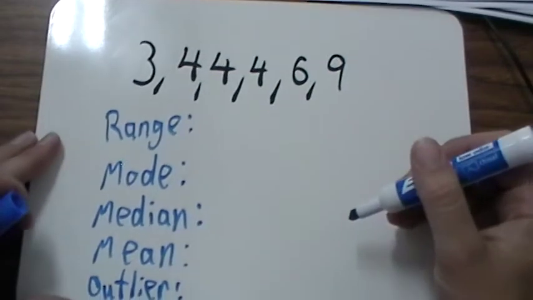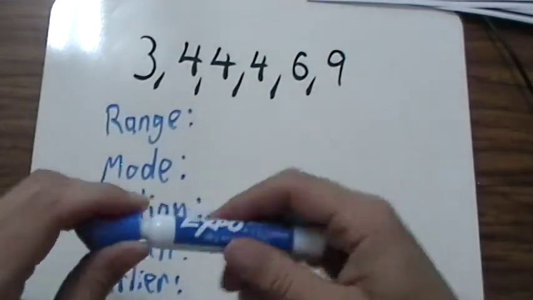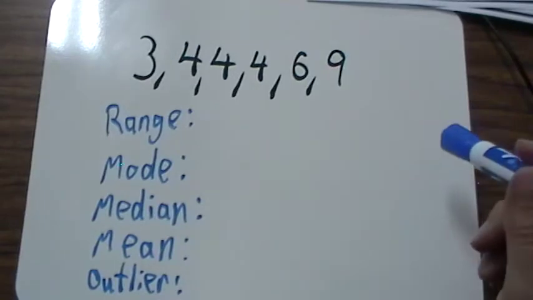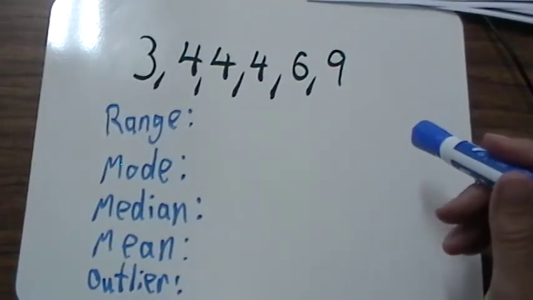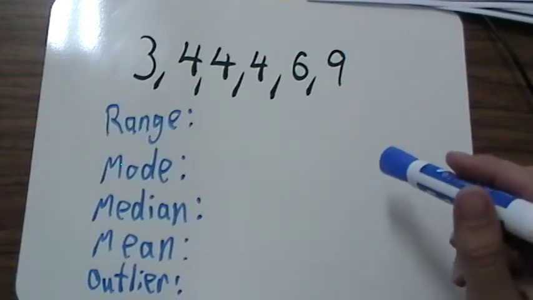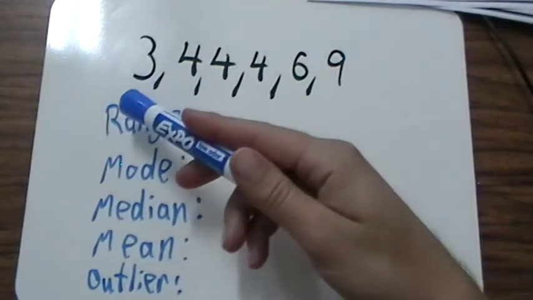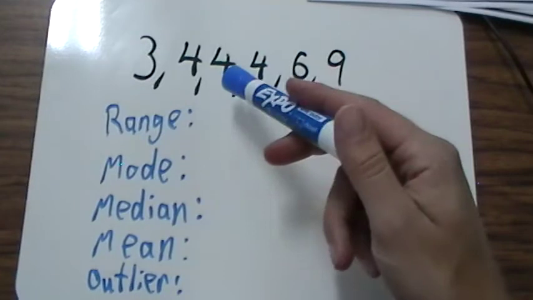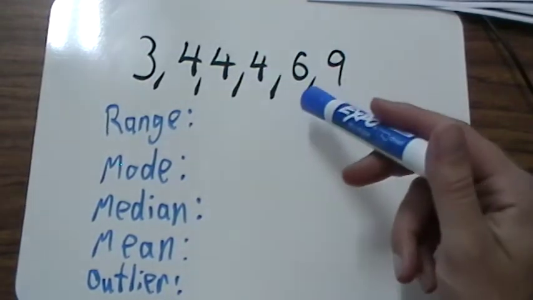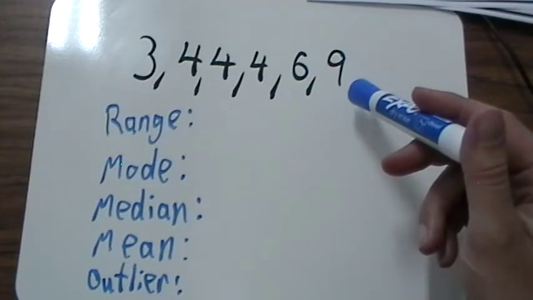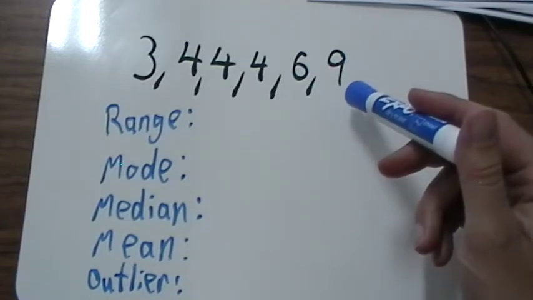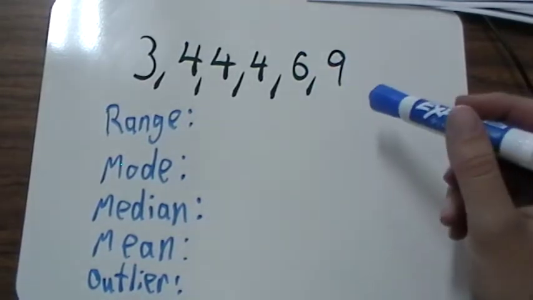Let's pretend that this is a set of data, and we're measuring how tall sunflowers are in the garden. One is 3 feet tall, one's 4 feet tall, 2 more are also 4 feet tall, one is 6 feet tall, and one of them is 9 feet tall. Whoa! Well, what's the range of the measures of these sunflowers in the garden?